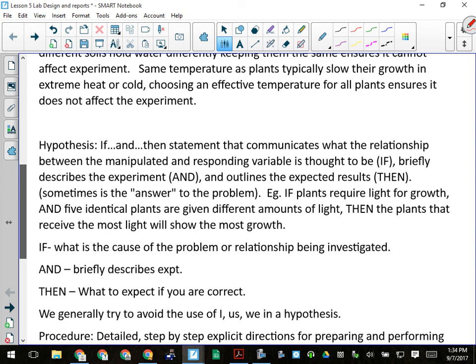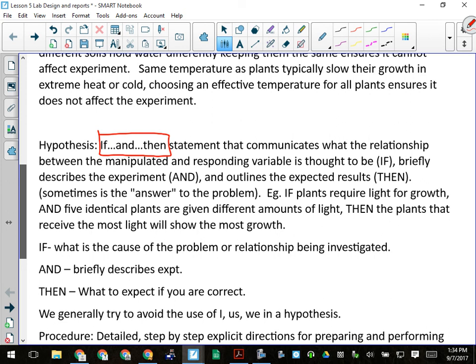So to that end, a hypothesis will always contain these three words: if, and, then. The if part is talking about the relationship you're investigating. What's the relationship between the things you're investigating? The and part describes the experiment briefly. You don't want to write out the whole experiment. That's what the procedure is, just a brief description of it. The then part is, here's the results I'll see if I'm right. So if this is true and I do this, then this is going to happen.